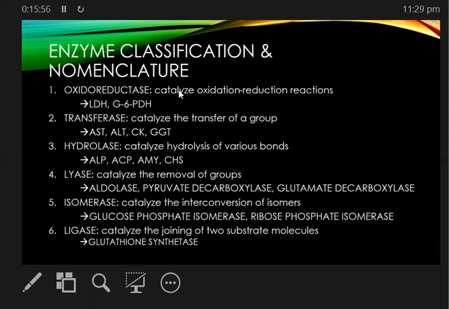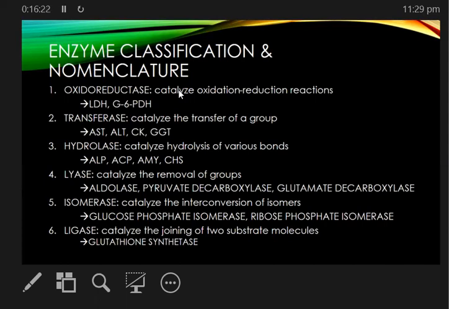Okay, so you cannot jumble the different classes. You have to write it in this manner. Number one would be your oxidoreductase. Number two would be your transferase. Number three would be your hydrolase. Number four would be your lyase. Number five, we have isomerase. And then number six, we have ligase.